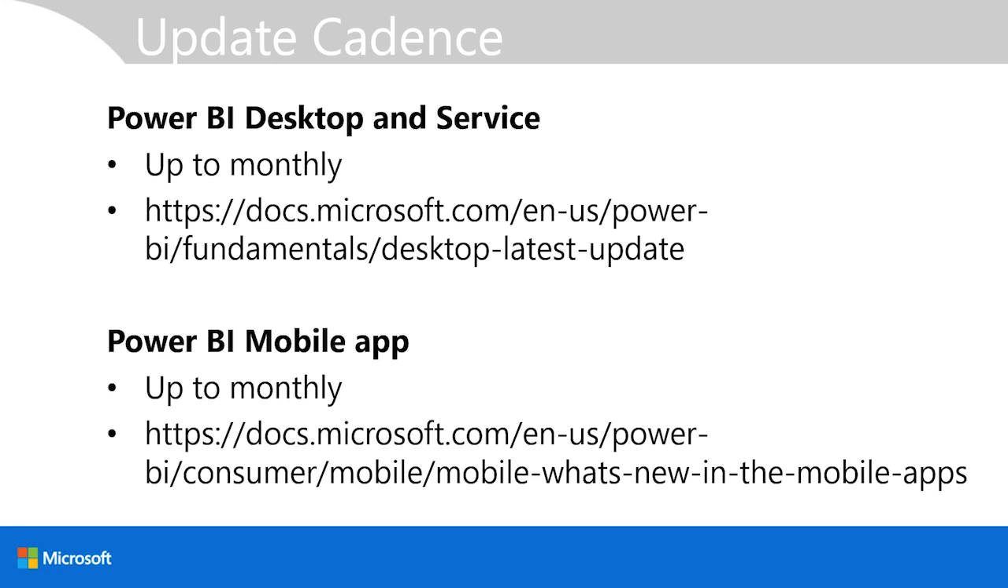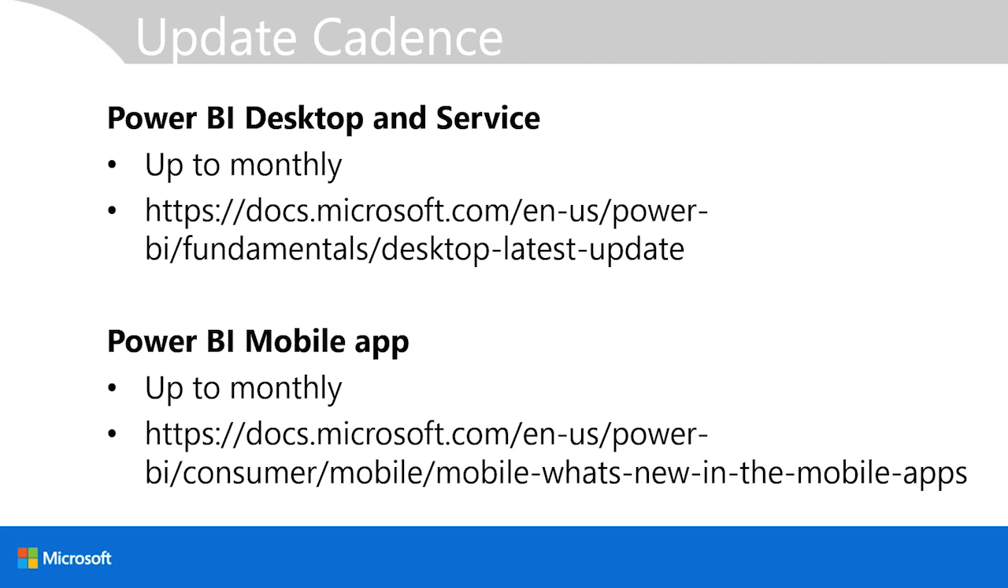Plus, I'm going to show you how to look at which version of the Power BI desktop you're using. Down below is the Power BI mobile app. It also gets an update up to monthly, and the website down below is where you can take a look at what's new in the mobile apps. There's a history of all the different things that have changed in the mobile app over time. Both of these websites will give you all the information you need to see what is changing in the product, and give you a lot of examples and blogs on how to take advantage of that functionality. Very rich websites, very well maintained and kept up to date.